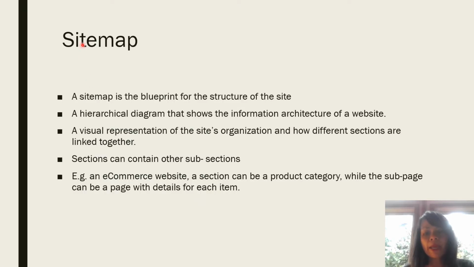Okay, so the sitemap, as I mentioned, is basically a blueprint of the structure of the website. It's a hierarchical diagram that shows the information architecture of a website, a visual representation of the site's organization of the content and how different sections, how different pages are linked together. And these sections can contain other subsections. Okay, so for example, on an e-commerce site, a section could be a product category, and a subpage could be a page with details for each item.